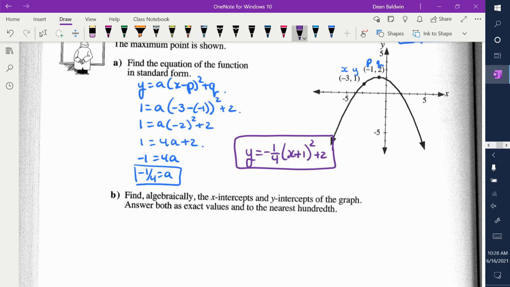But ask yourself, does an a value of -1/4 make sense for this? Why? Because it's negative and it's opening down. If you got a positive a value, you know you did something wrong because that should say it opens up. Okay?